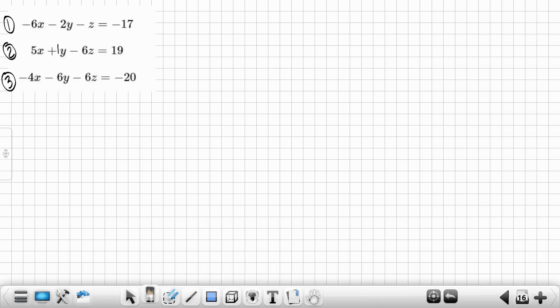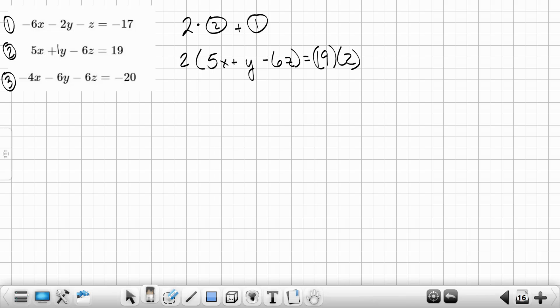Remember, if you need to rewind so you can hear me again, do so. I can multiply my second equation by 2 to make my y's match. So I'm going to do 2 times equation 2, and then I'm going to add it to equation 1. So 2 times equation 2 is 2 times 5x plus y minus 6z equals 19. What I do to one side, I do to the other. And then equation 1 is negative 6x minus 2y minus z equals negative 17. I didn't multiply that one by anything because I want to keep it a 2.